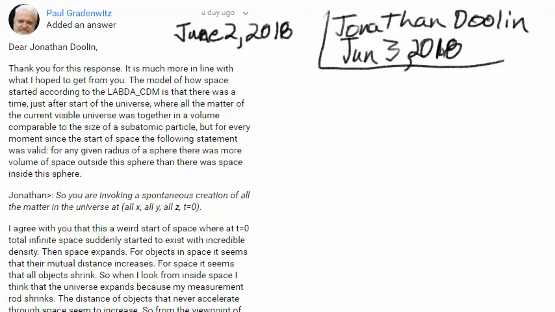And I'd like to see if I can determine something about the Lambda CDM model. I don't know whether Paul is arguing here for the Lambda CDM model or against it, so all I can really do is try to give my understanding of the Lambda CDM model.